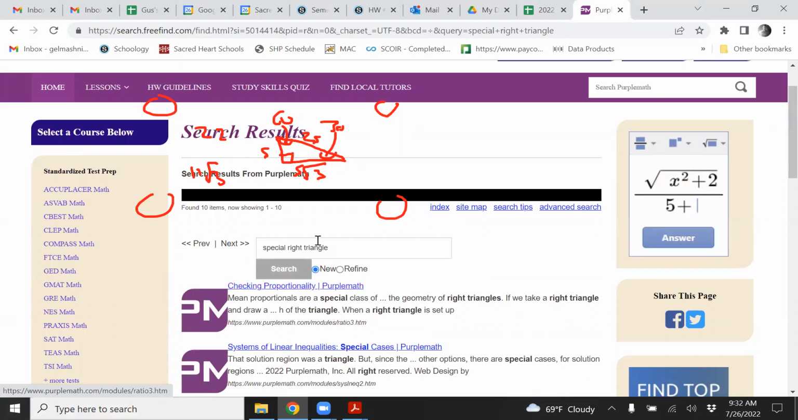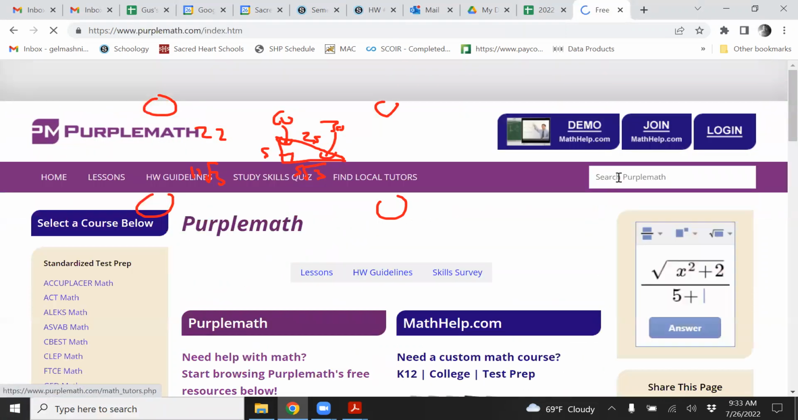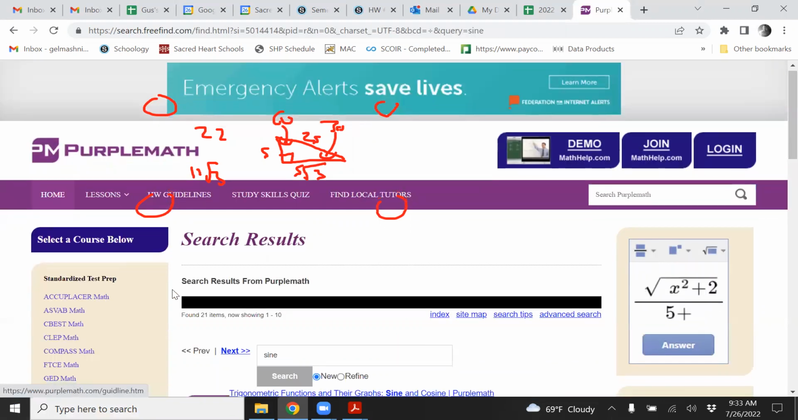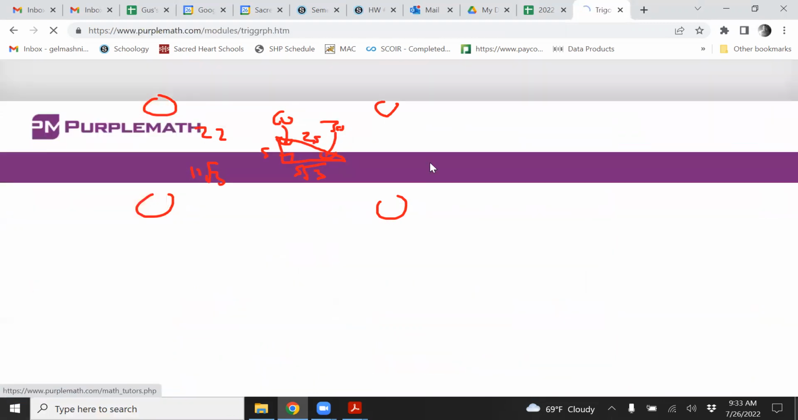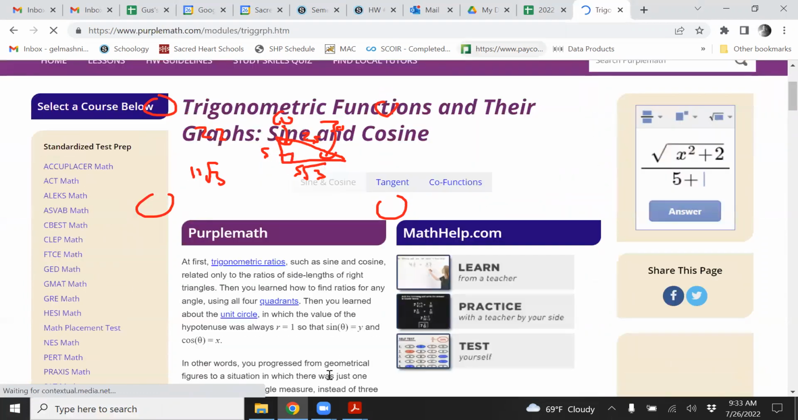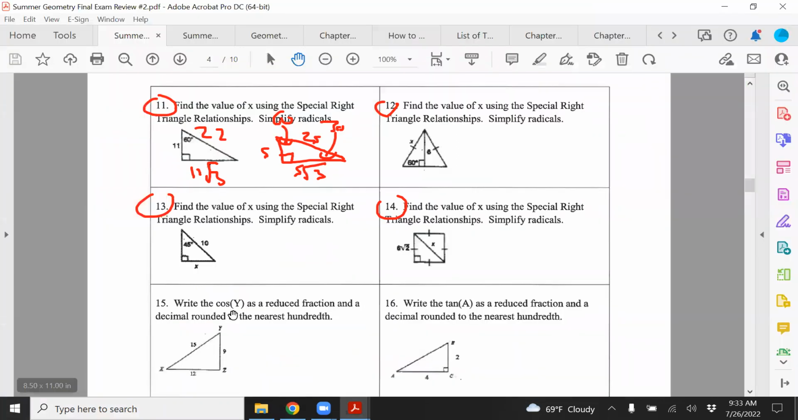That's weird. I wonder why it's acting up. If I did sine, there we go. At least you have that right there. So again, you have all these resources, right? But let's go back to this again.